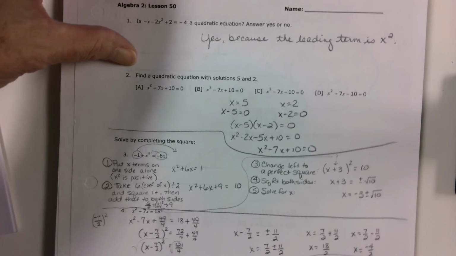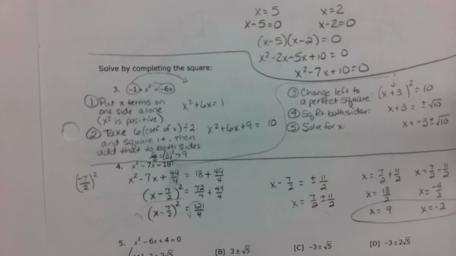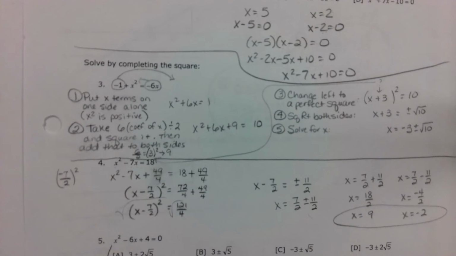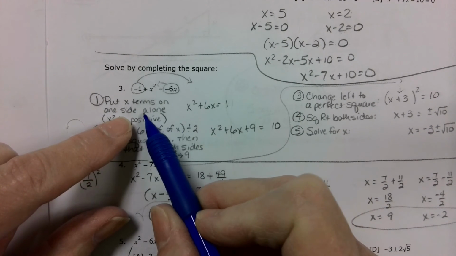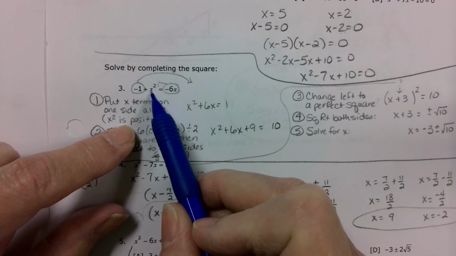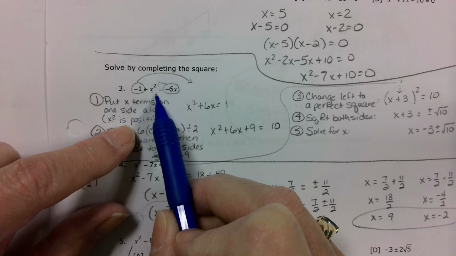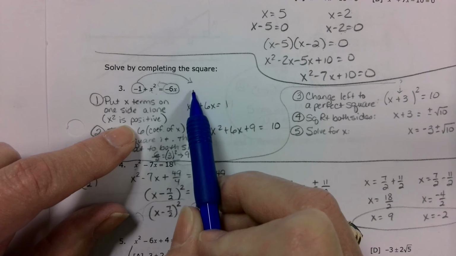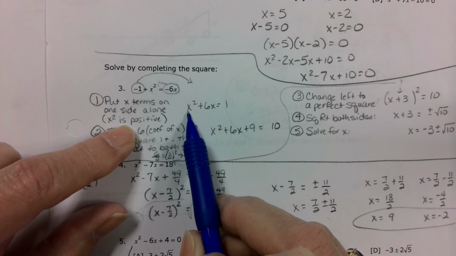Okay, now completing the square. There's several steps that you'll need to write down and learn. Okay, so we'll blow that up a little bit for you. In the first step, we want all the x terms on one side alone, and where the x squared would be positive. So the x squared is positive on the left, so I'm going to bring the -6x over here, it'll be positive, and I'm going to take the -1 to the other side. That puts my x terms on one side alone, and the x squared is positive.